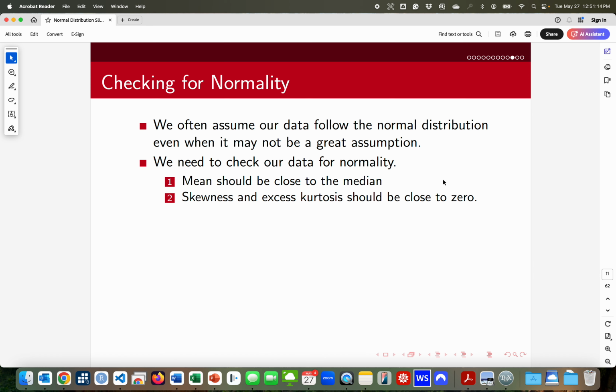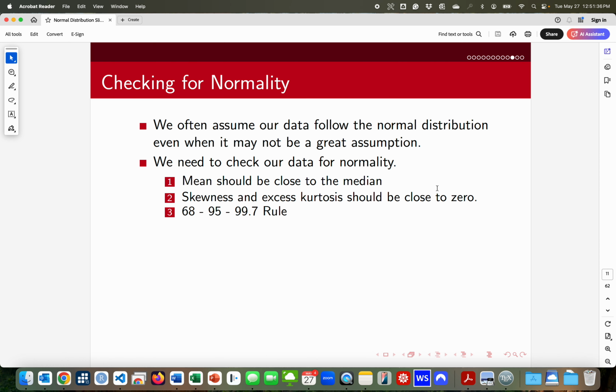But in the real world, things are not perfectly normal. So we want the mean close to the median, and skewness and excess kurtosis close to zero. If those things hold, it's maybe reasonable to assume the normal distribution when we're making inference.